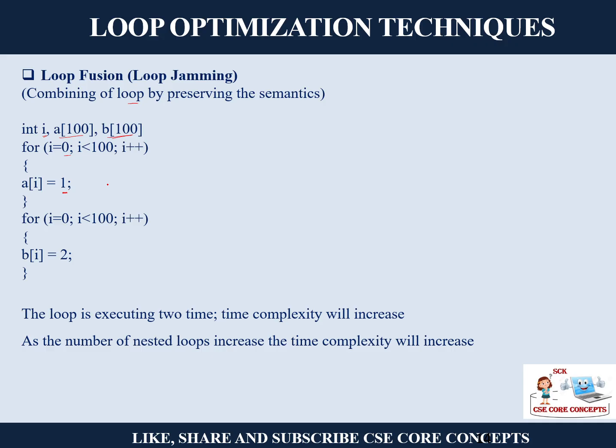What am I doing? All the values of this array should be 1. So how many times will this loop work? This loop will work 100 times. Second, again I am writing a loop where it will again work for 100 times, where I am setting the value of the b array to 2. So this will also work 100 times. Basically, it is assigning the values of a[i] and b[i].